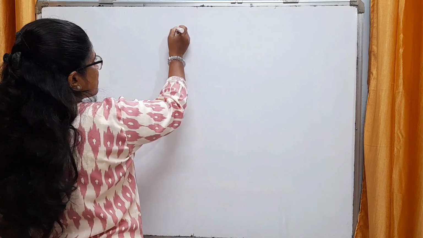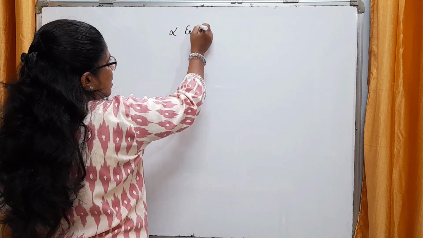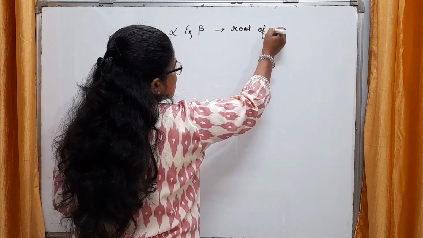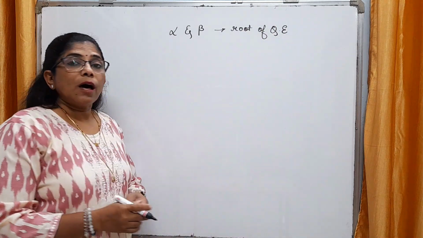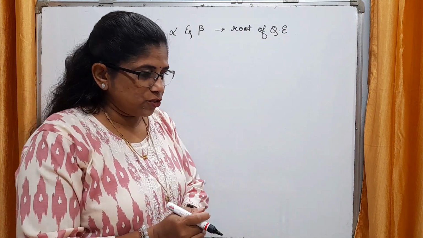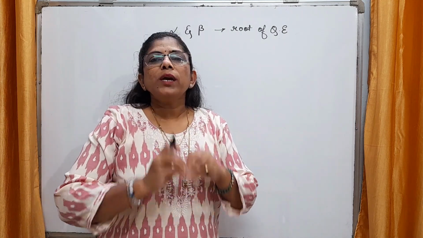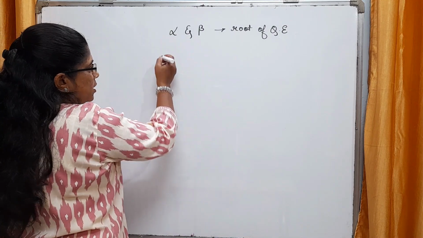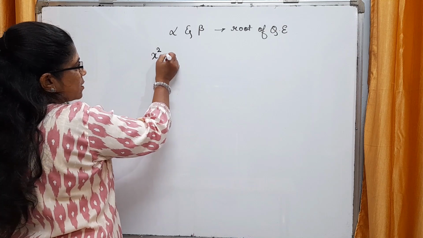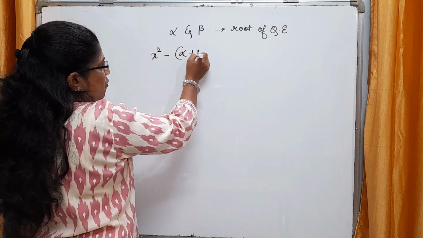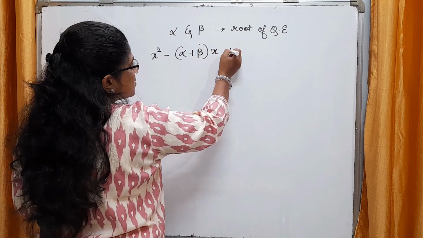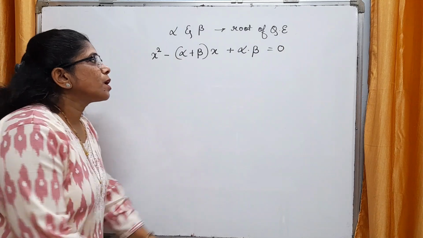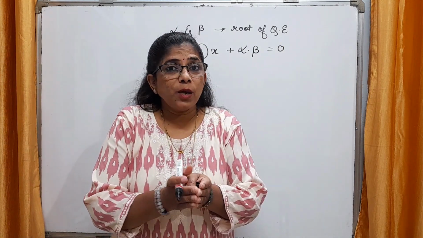Suppose alpha and beta are the roots of a quadratic equation, and from this we have to form the equation. We have one simple technique, a simple formula we can say. The quadratic equation is x square minus (alpha plus beta) x plus alpha into beta is equal to 0. This is how to form the quadratic equation.